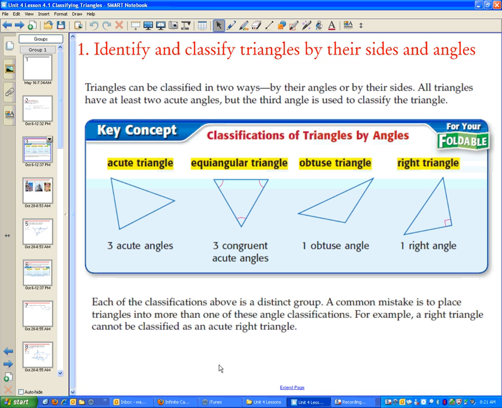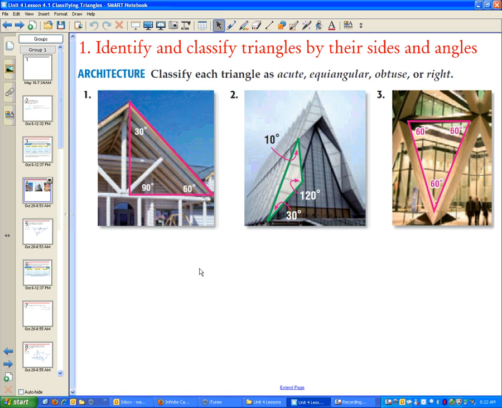No matter what, there's going to be at least two acute ones. If the third angle is an acute angle, it's called an acute triangle. If the third angle is an obtuse angle, it's called an obtuse triangle. If the third angle is a right angle, it's called a right triangle. And then we have a special kind of acute triangle called equiangular. If all three angles are acute and congruent, it's equiangular. So equiangular is a subset of acute.